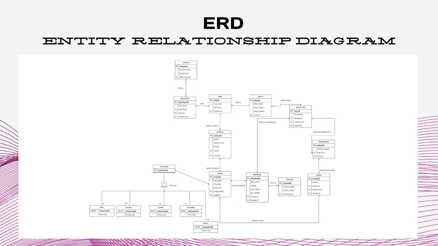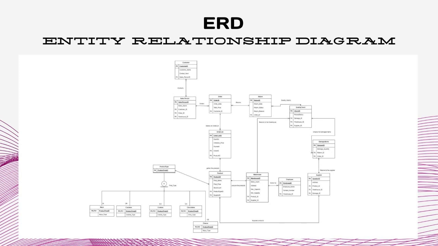For the returns table, it contains the return ID, which is the primary key, return date, return status, reason, order ID, and order status. For the damage items table, it contains the damage ID, which is the primary key, damage quantity, return ID, and order ID.